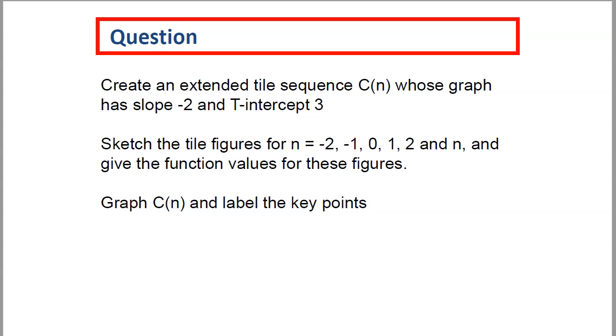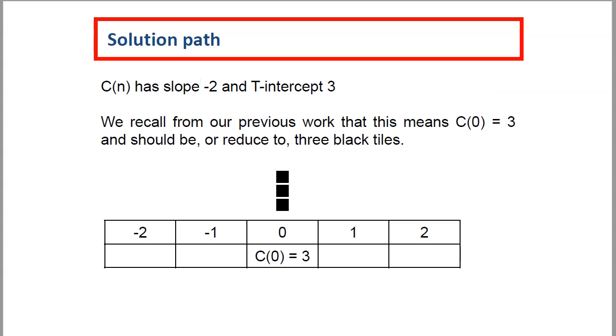Sketch the tile figures for n equals -2, -1, 0, 1, 2, and n, and give the function values for these figures. Graph C of n and label the key points. C of n has slope -2 and t-intercept 3.